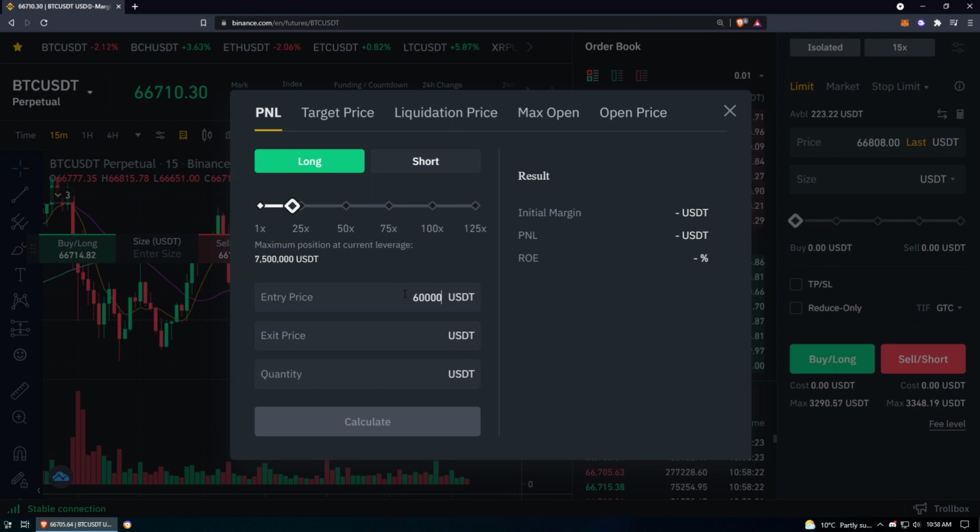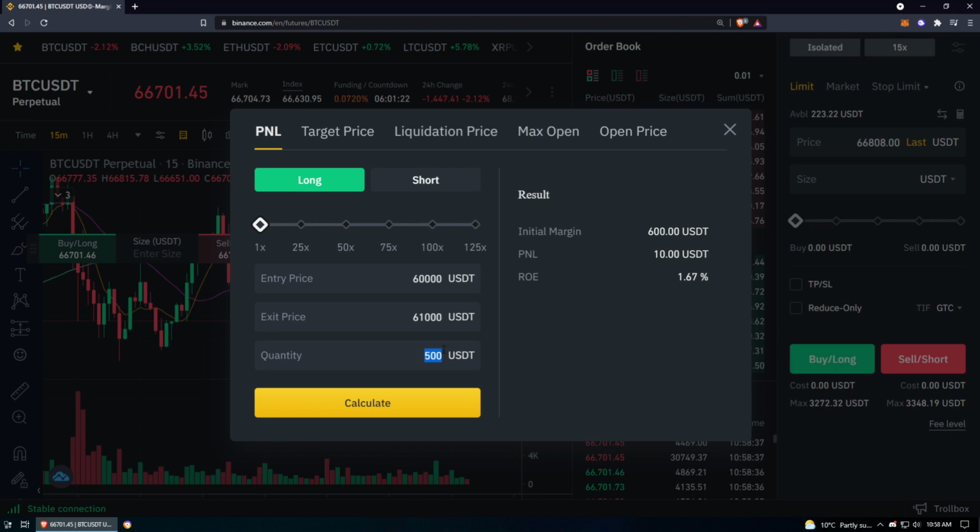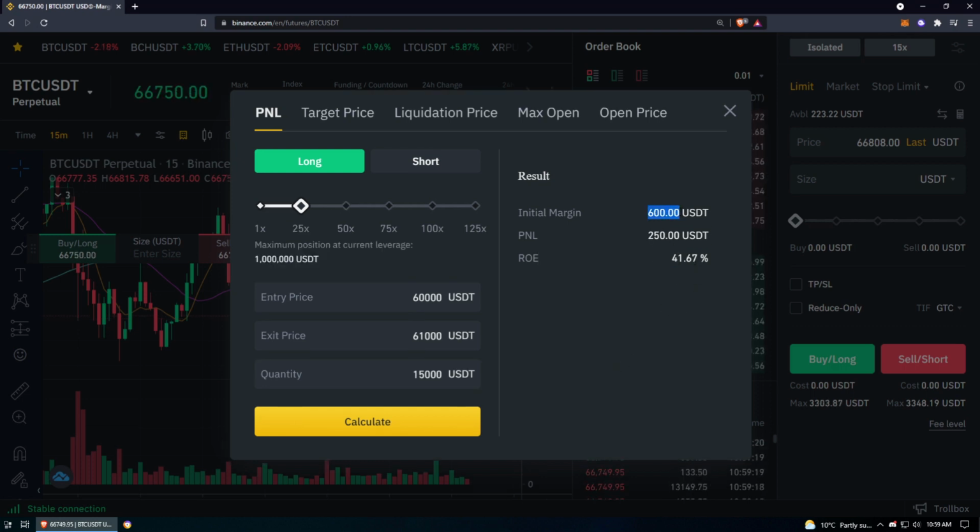Now let's say you entered a Bitcoin trade at 60,000 and exited at 61,000, and you enter with 500 bucks on 1x leverage. You would still get $10 for such a trade. Now here's the same trade with $600, but this time it's not 1% of winnings, it's 41%, and that's $250 if you were to put in $600, because this time I put in 25 leverage. Now, it's the exact same trade, but instead of having $500 here, you actually have $1,500.